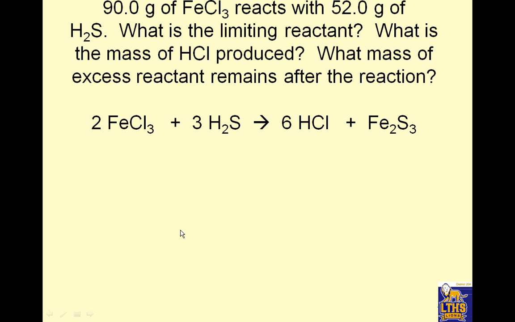Well, it's practice. All right, so let's say we had 90 grams of iron chloride reacting with 52 grams of H2S. How do I know it's a limiting reactant problem? Well, 2 reactants, reactant, reactant. Find the mass of HCl produced, find the mass of excess reactant.